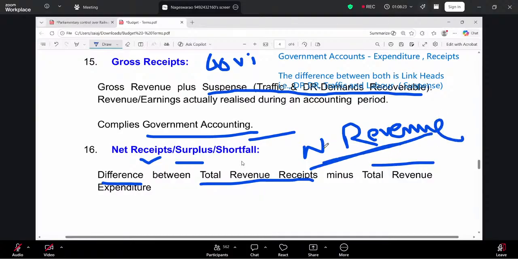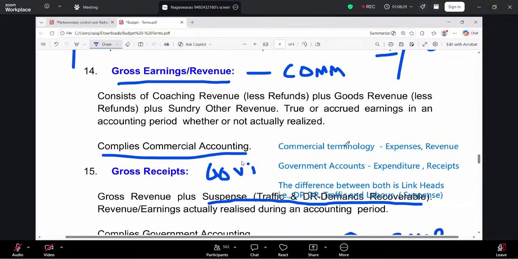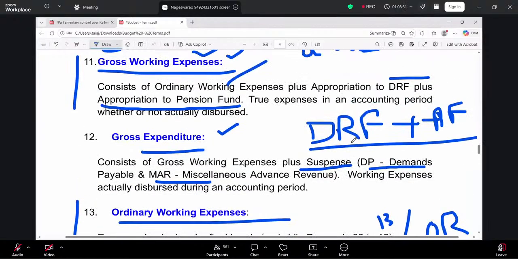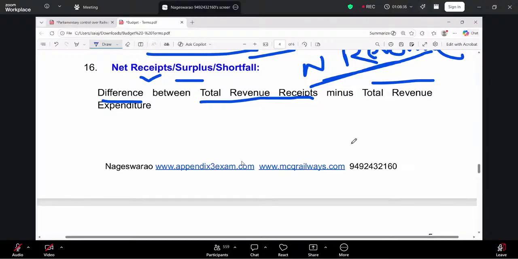This net revenue, the net surplus, is distributed to all other funds. Already we have adjusted the DRF, the depreciation reserve fund. Then what are the other funds? Capital fund, safety fund, development fund, and all other funds. We distribute this surplus.